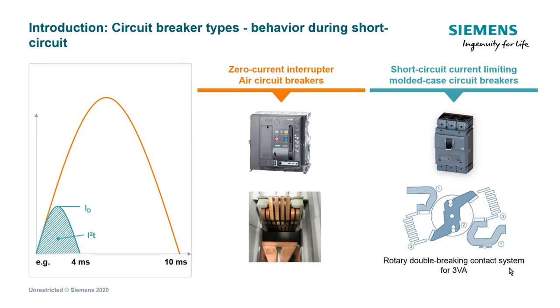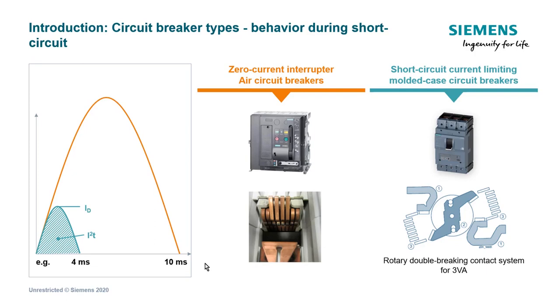There are two types of circuit breakers, and they are different depending on the behavior of the short circuit protection. When we have ACBs, or air circuit breakers, we call them zero current interrupters. As you can see in the slide, the time of cutting is 10 milliseconds when we talk about 50 hertz, meaning the complete area below this curve is the energy that is transmitted from the incoming of the air circuit breaker to the outgoing of the air circuit breaker.